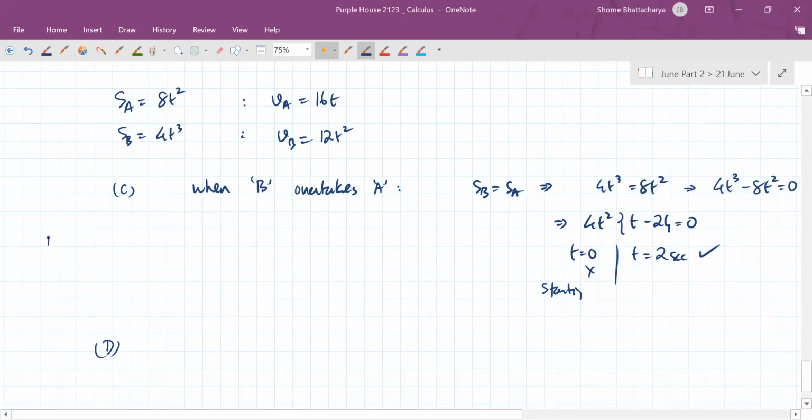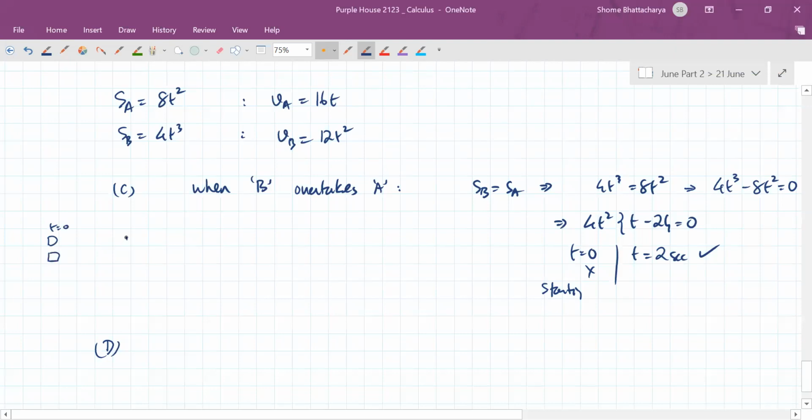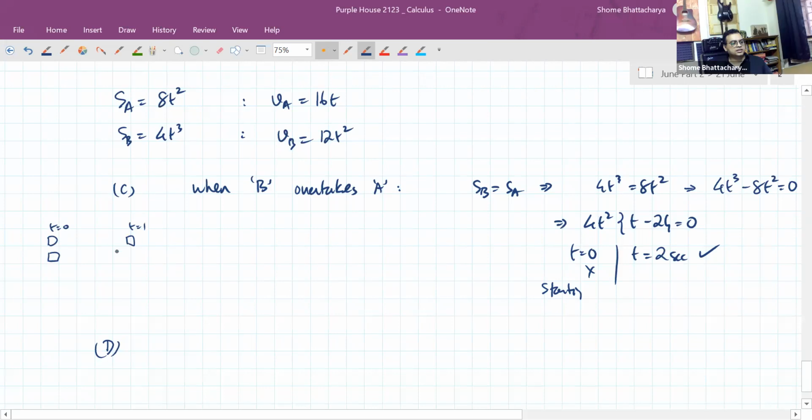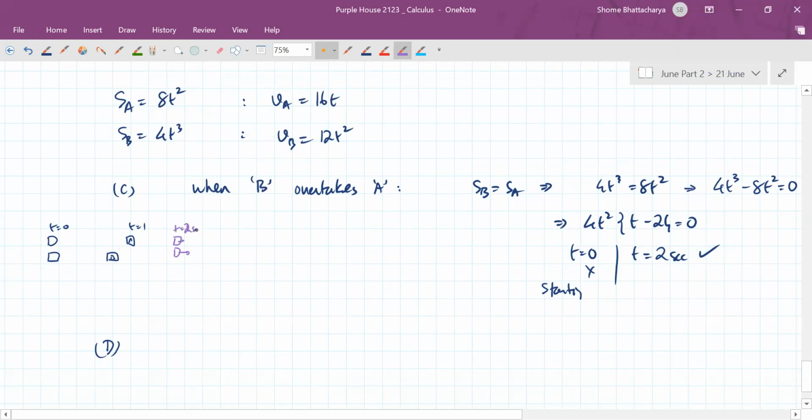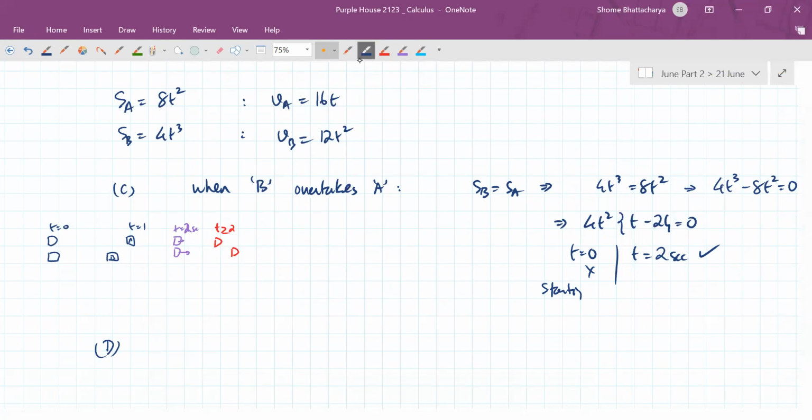So if they started from here at t equal to 0, then we saw that, for example, at 1 second, A is ahead, B is behind. But at 2 seconds exactly, B catches up to A. So that is when it is overtaking. It's in the process of overtaking. And for any time greater than 2 seconds, B has already moved ahead. So it's like that.